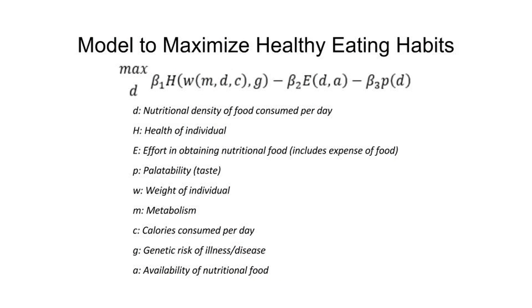We chose nutritional density of food consumed per day as our choice variable to help maximize an individual's healthy eating habits. Nutritional density is the abstract measure used to determine how nutritious a food item is and is equivalent to nutritional intake. For example, Cheerios has a higher nutritional density than Fruit Loops because it contains more nutrients and less sugars. We will use nutritional density to manipulate the three main components of our model: health, effort or expense, and palatability or taste. In the model, we also included several other exogenous variables such as weight, metabolism, calories consumed per day, genetic risk of disease, and availability of nutritional food.